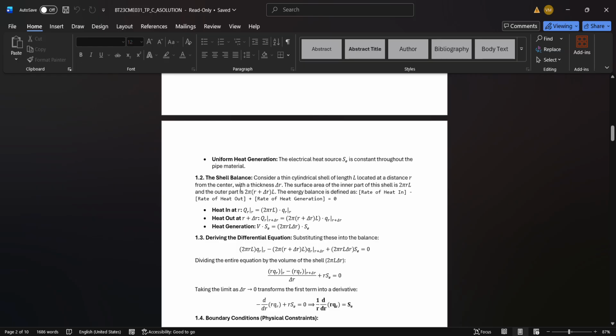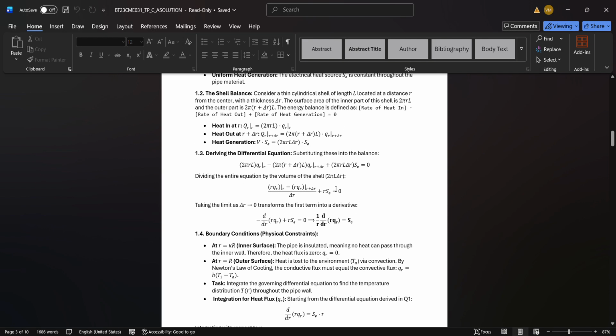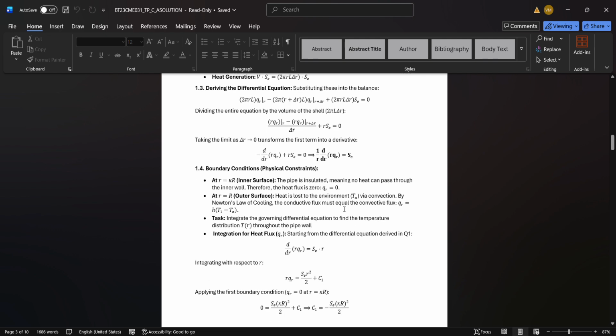Then coming to the shell balance, heat in is given by QR at R, heat out at R plus delta R, QR at R plus delta R, equal to this area into flux. Then heat generated equals volume into heat generated per unit volume. Then putting this all together and dividing the equation by 2 pi R L, that is the volume of the shell, we get this equation. Then taking the limit delta R tends to 0, transforming the first term into a derivative, we get this equation for SE.